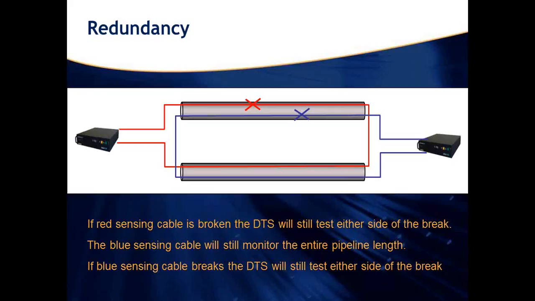And also if the other cable is broken somewhere, we can still measure the whole length of pipeline. And finally, even if one of the two instruments is unavailable under maintenance, etc., there's still full operational sensing capability along the whole pipeline.